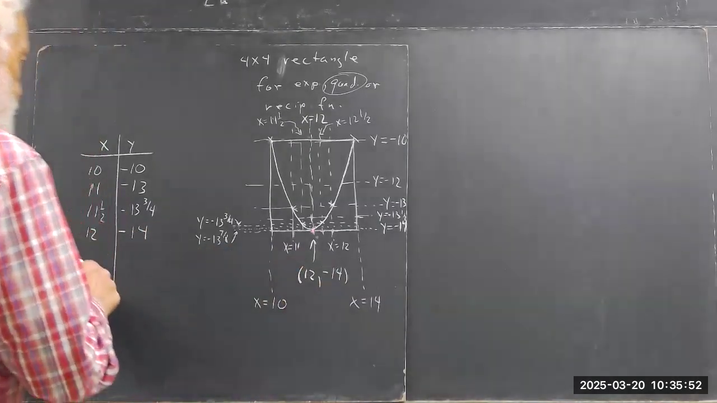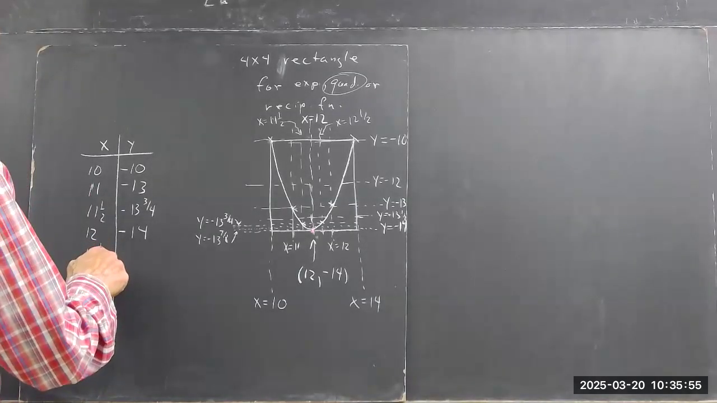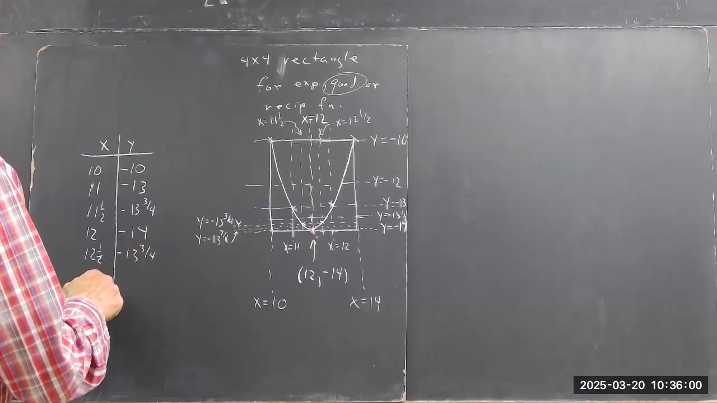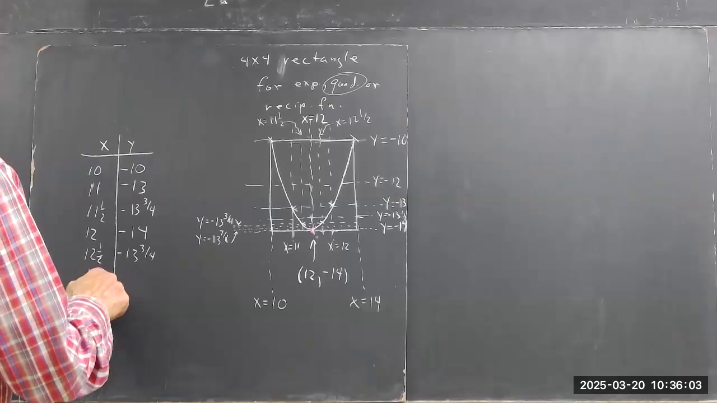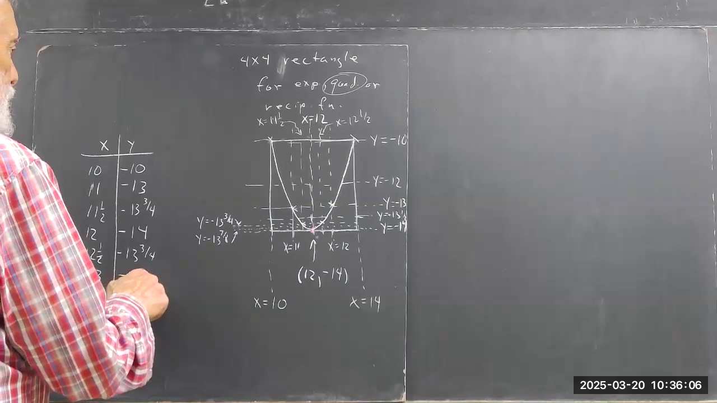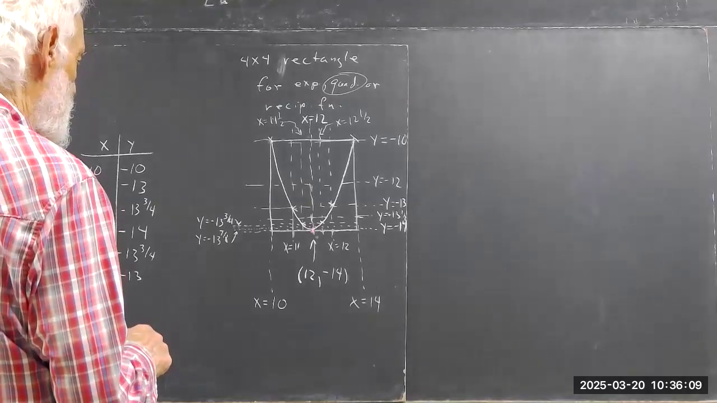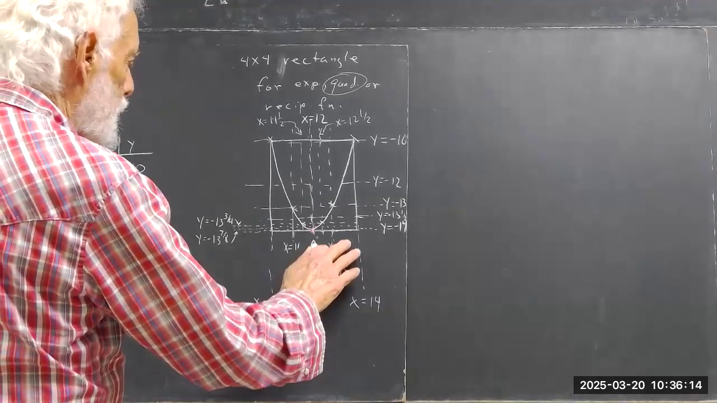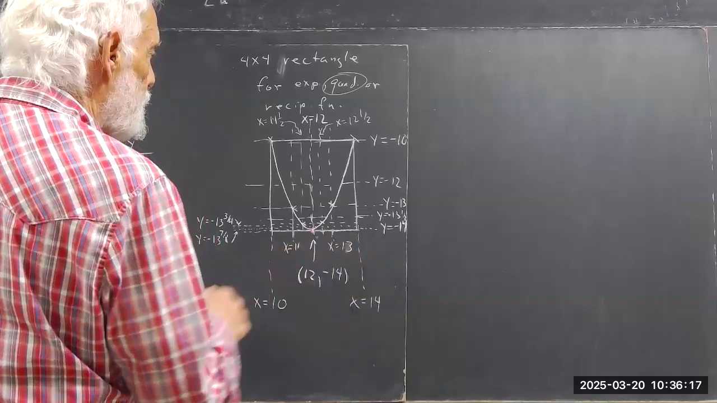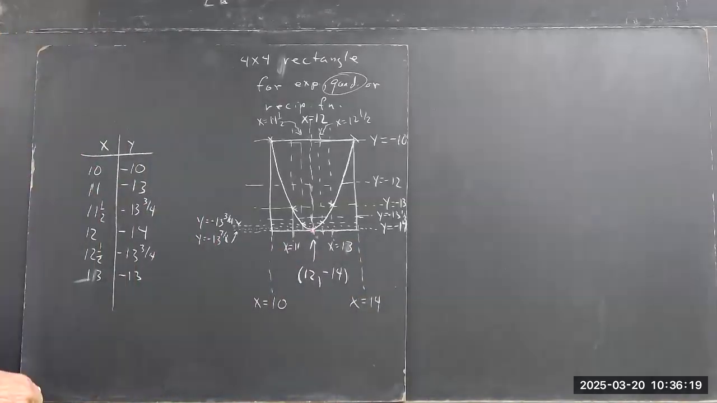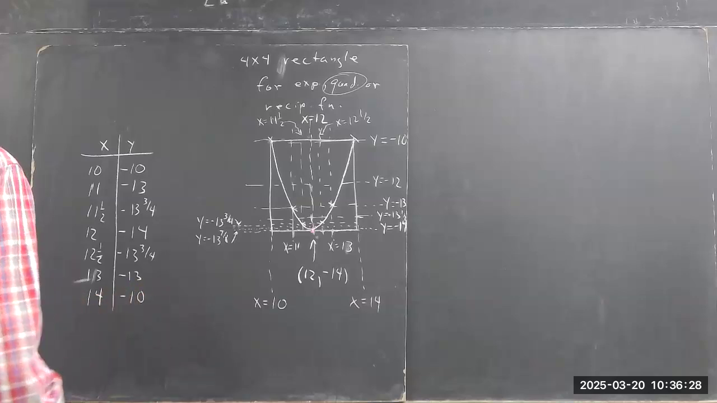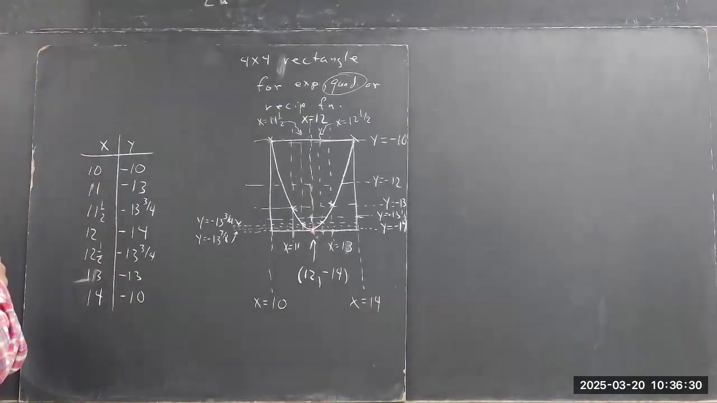And then we can list the rest of them. We get 12 and a half, negative 13 and 3/4, then 13, negative 13. You know, when I labeled out x equals 12, that should have been x equals 13. Careless. And then 14, negative 10. There's your table for construction points.